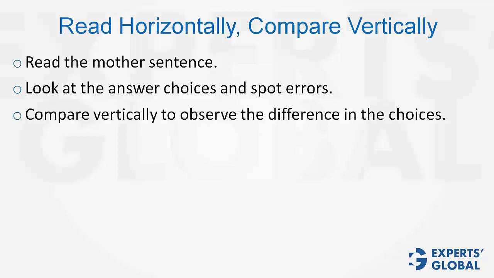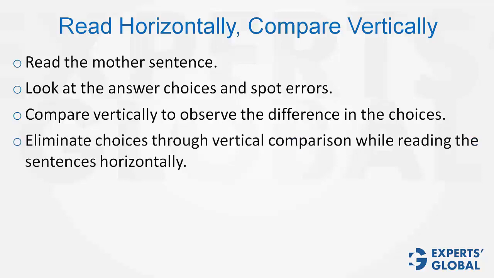Every time you see a difference, you have an opportunity to eliminate one or more answer choices. Eliminate choices through vertical comparison while reading the sentences horizontally. Keep reading horizontally and keep comparing the answer choices vertically for finding the differences and eliminating the answer choices. Always have a grid in place, and then compare.